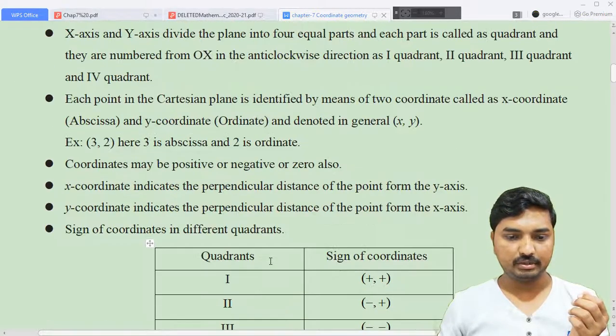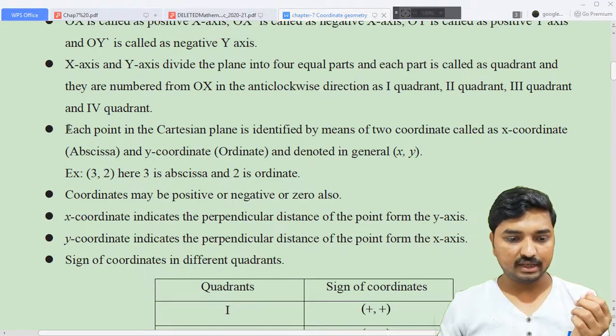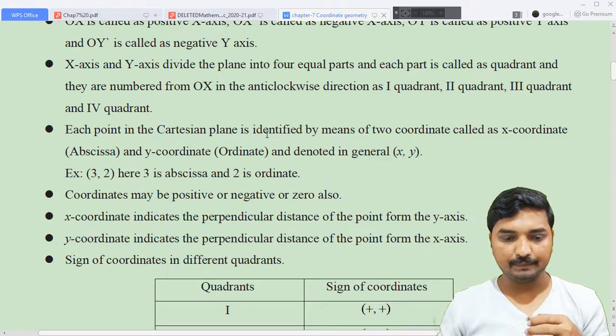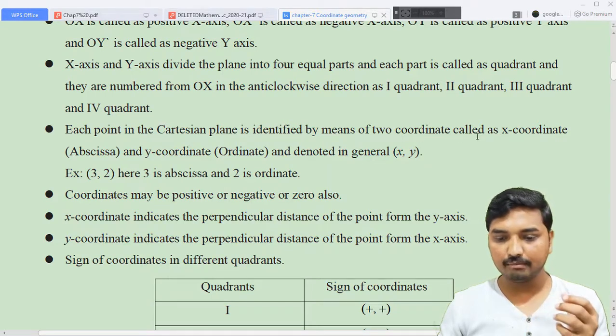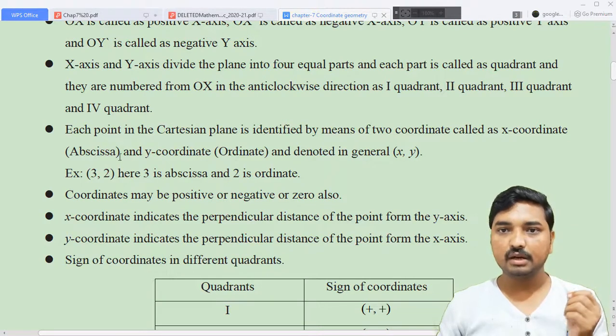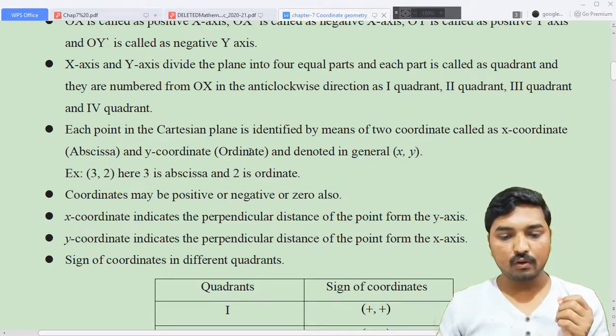Very important. Next, I will move on to the next point. It's like this: each point in the Cartesian plane is identified by means of two coordinates, called the x coordinate, also called the abscissa, and the y coordinate, also called the ordinate, denoted in general as x comma y.